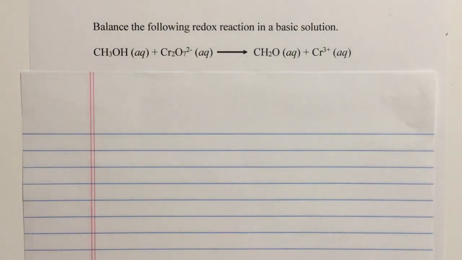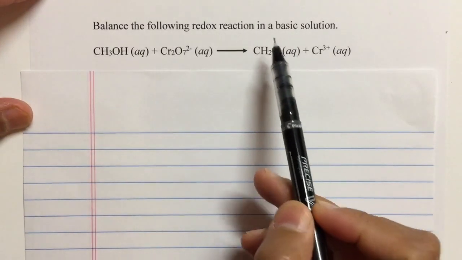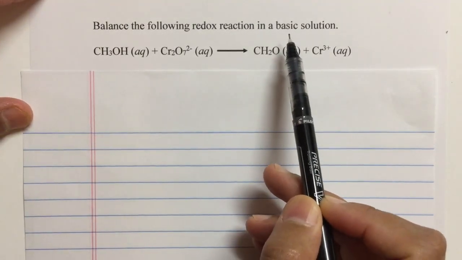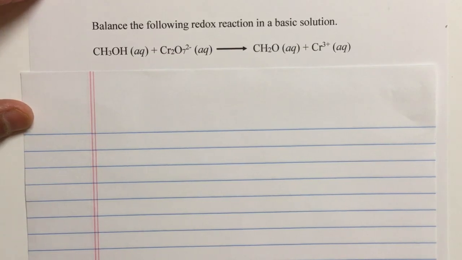All right, in this video, we'll go ahead and balance the redox reaction, but in this example, we'll balance the redox reaction in a basic solution. Now, we have been doing examples in an acidic solution. So what we're going to do now is balance the redox reaction in a basic solution, and you'll see that the steps are very similar. There's just a couple things that we need to add at the end.